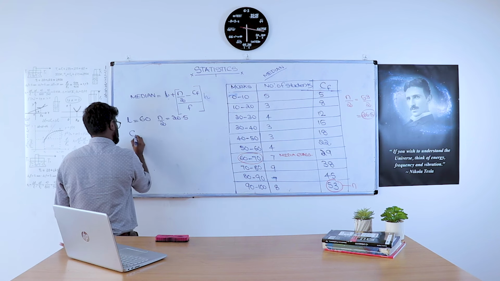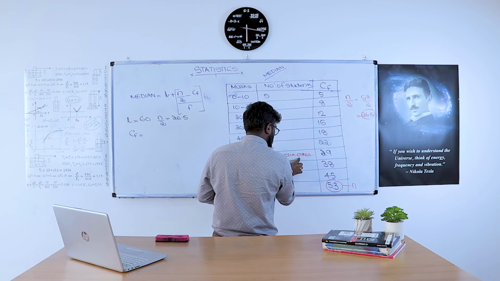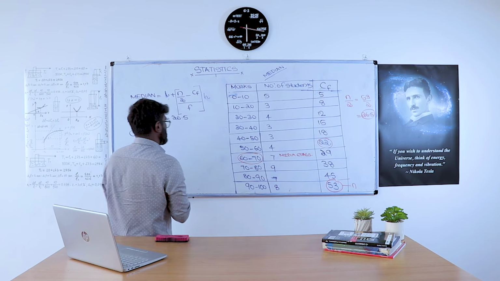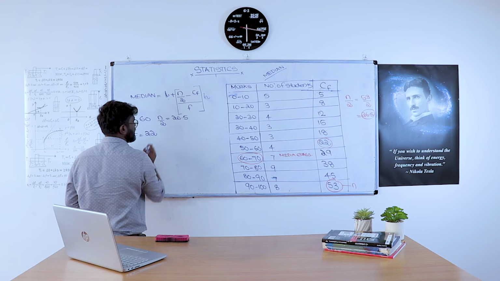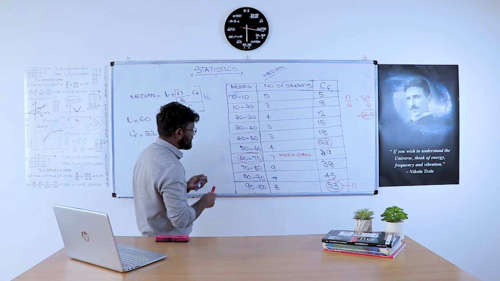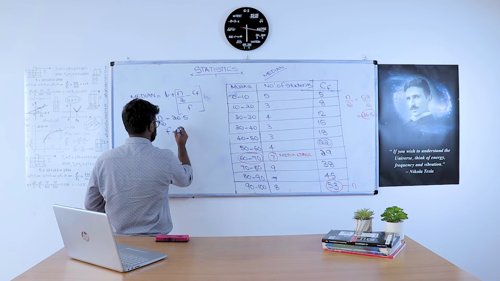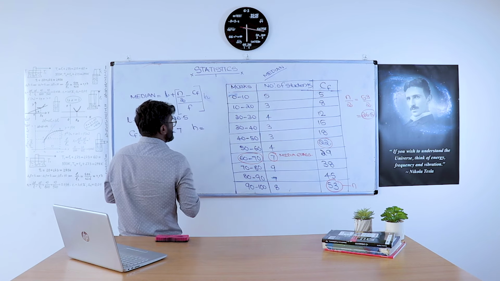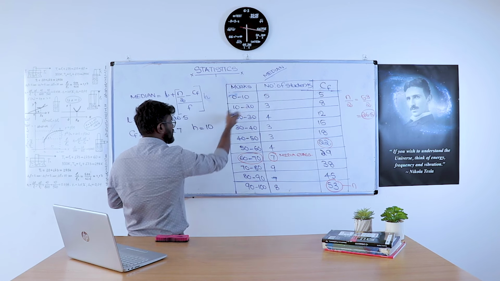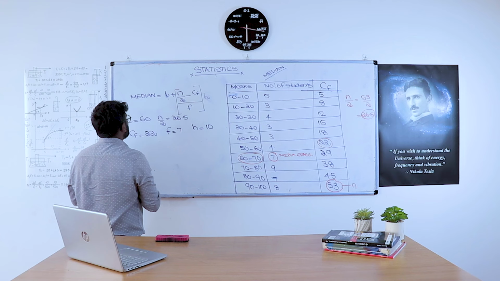What is Cf? Cf is the cumulative frequency of the preceding class. So this is the median class and this is the preceding class, so the cumulative frequency is 22. Then f is the frequency of the median class, which is 7. And h is the class size. From 0 to 10, the class size is 10, and everywhere the class size is the same, 10. So we have to substitute in this equation.